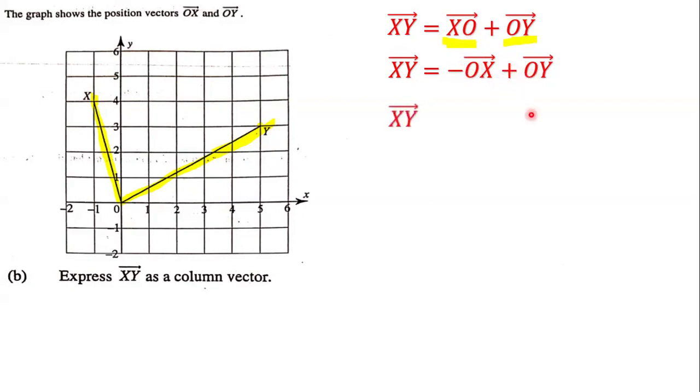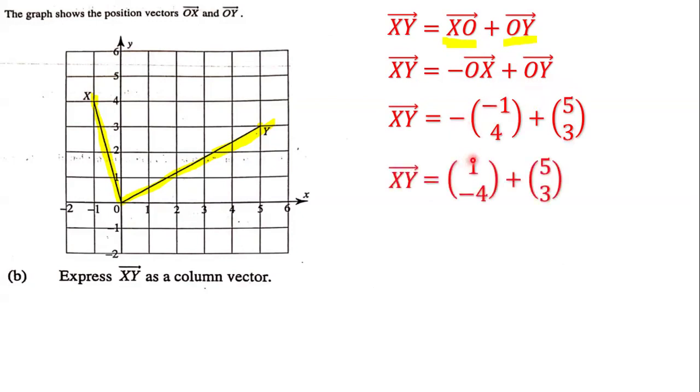What is OX? Now we could substitute, right? OX is -1, 4, and OY is 5, 3. We say -1 multiplied by -1 gives us +1. We say -1 multiplied by 4 gives us -4. And we just bring down the 5 and 3. Now we're going to add these two vectors. We have 1 plus 5, which is 6, and then -4 plus 3, which is equal to -1. So XY is equal to 6 and -1.